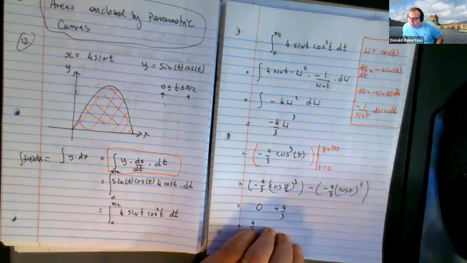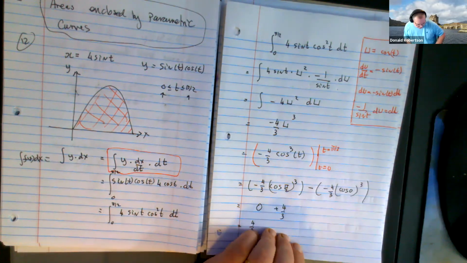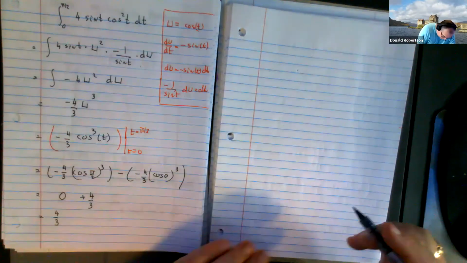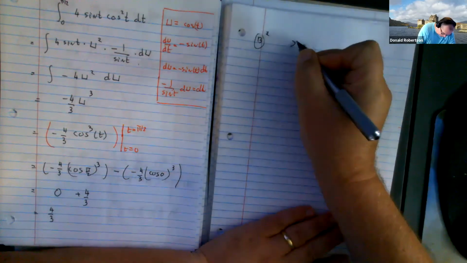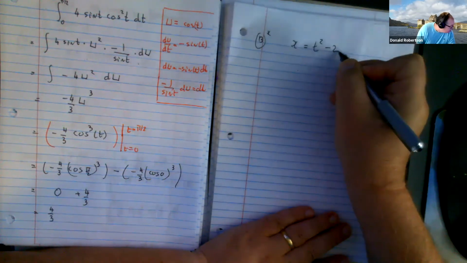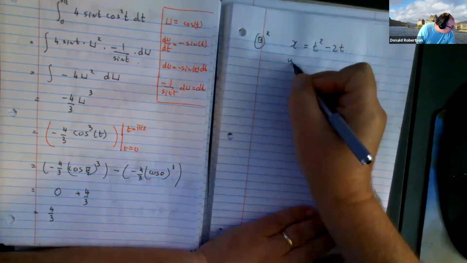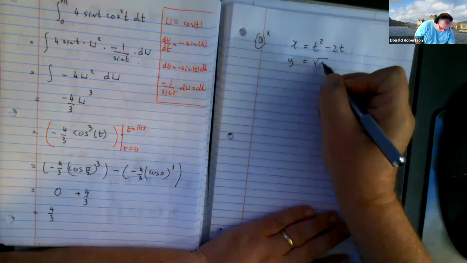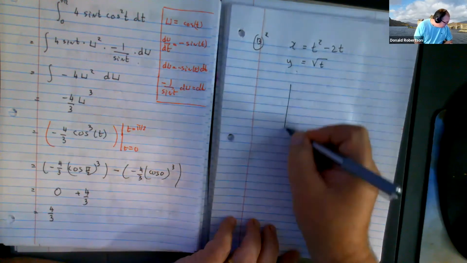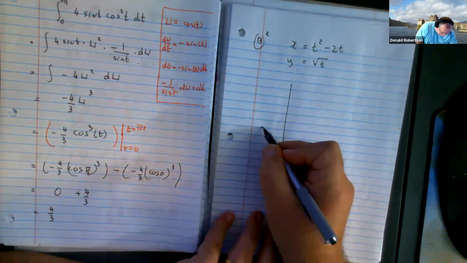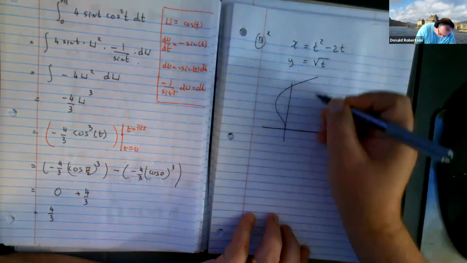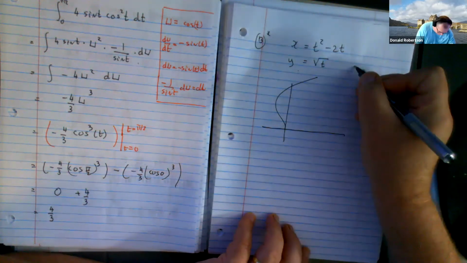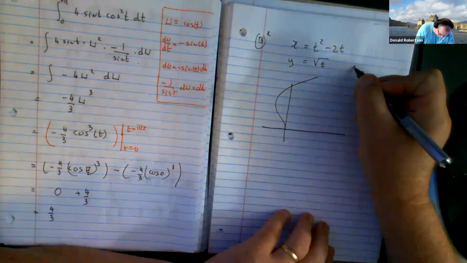You want to see another one? Okay. And this will be our last one, and then we're moving on to a new section. And this one is similar to 13. So x is going to be t squared take away 2t. y is going to be the square root of t. And they have given us a picture, and evidently it looks like that. And they want to get the area where it cuts the y-axis.